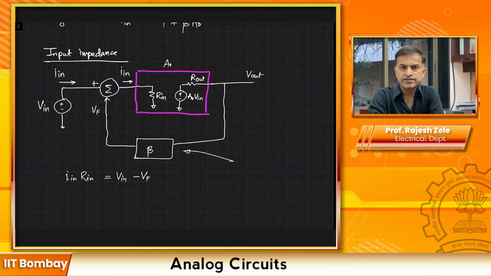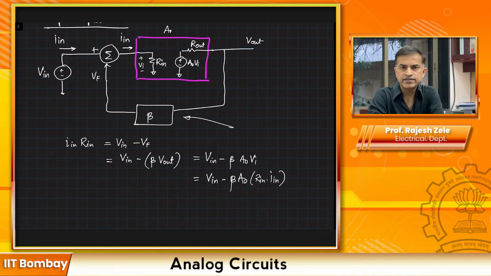So this is our VF, and Vin minus what is VF? VF is... let's modify this Vin here with Vi so that it's not confusing. Okay, so once you get this equation, we can collect the terms together and figure out what is Vin divided by Iin, and that is going to be equal to Rin times (1 plus A0 beta).